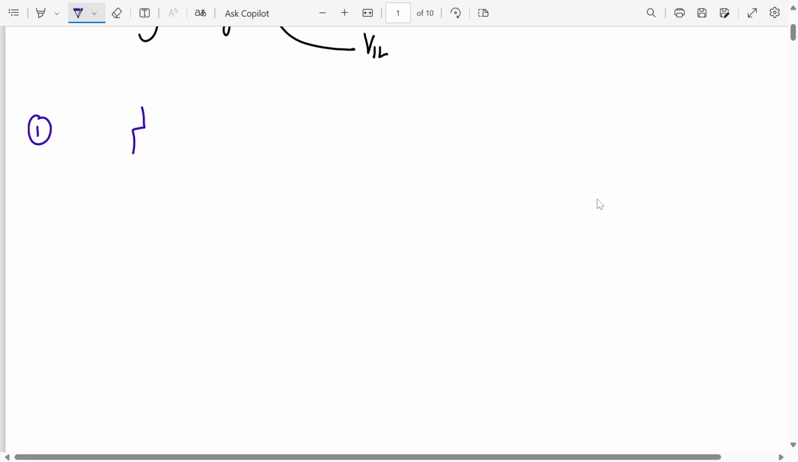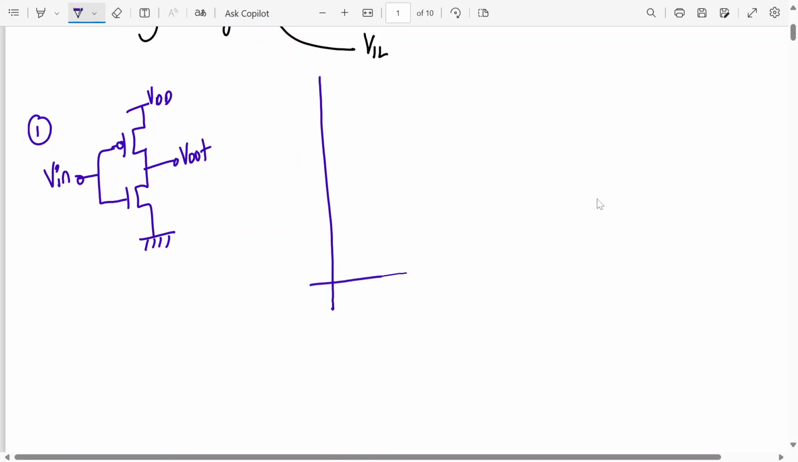a CMOS inverter. It consists of an NMOS and a PMOS. Their gate terminals are tied together. Here we apply the input. Here is my VDD, this is my ground, and this is my Vout. Alright, now if I check its VTC curve, it looks something like this.